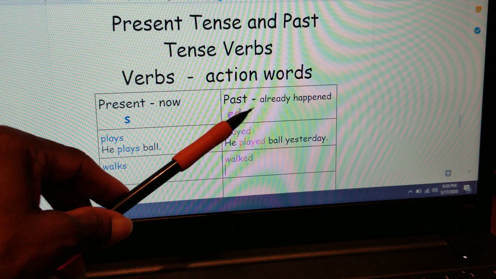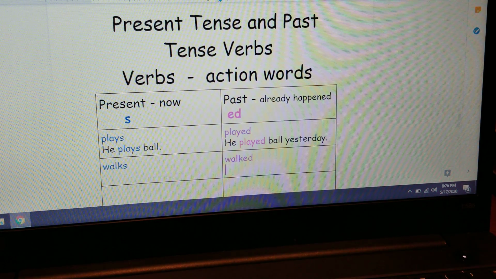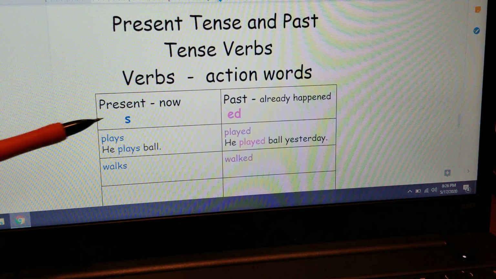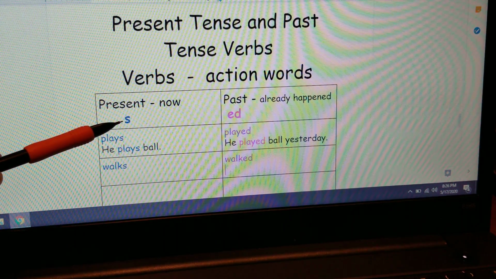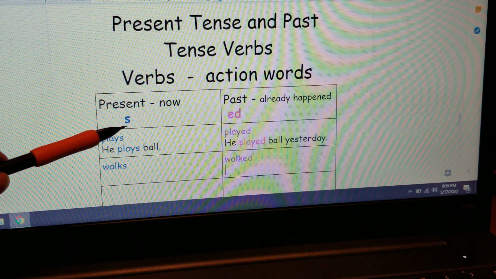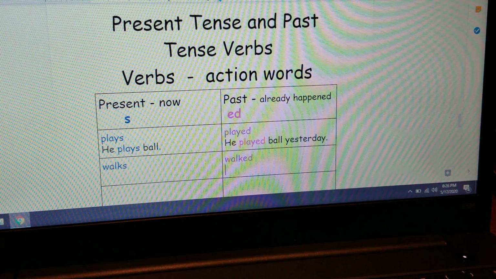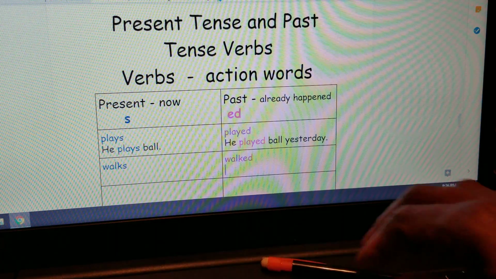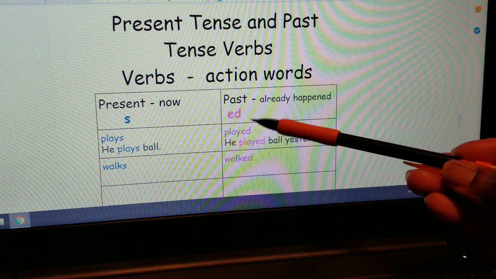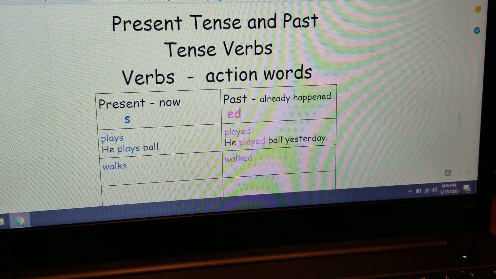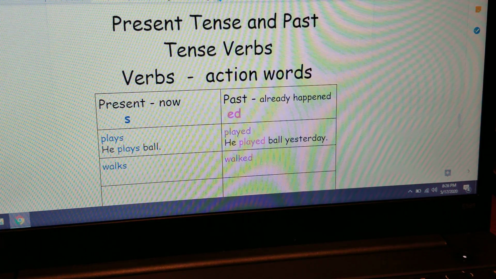Past tense means that it already happened. Maybe it happened earlier today or yesterday or even last week. That's what we call past tense. Now, when we're talking about present tense, we have to put an S on the verb. But on past tense, that's where our ed comes in. We put an ed on the verb when we're writing it, and we make that d sound when we're speaking.